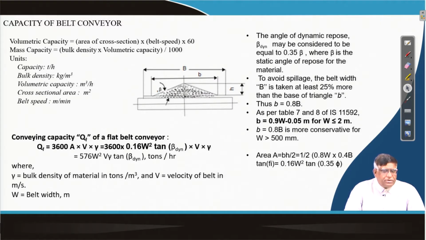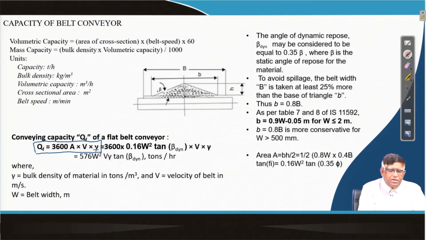Depending on the unit, you can calculate it out. As you can see here, the capacity is mainly 3600 A V gamma. Gamma, if you are giving it in ton per hour, velocity in meter per second, and area in meter square, then this 3600 converts the seconds to hours, giving you ton per hour.